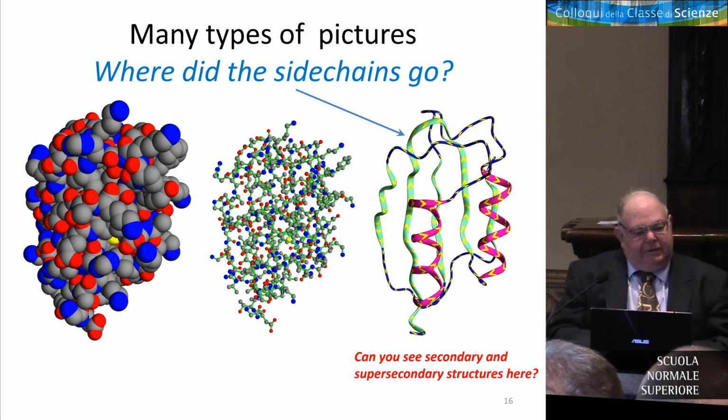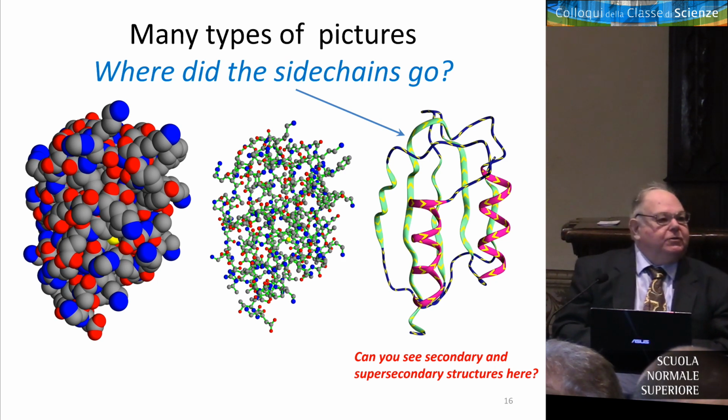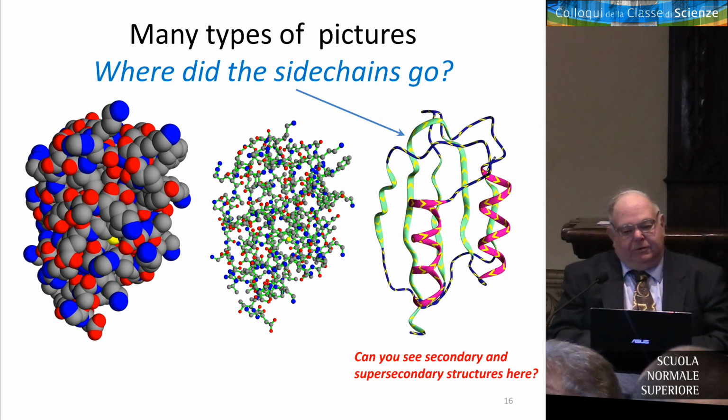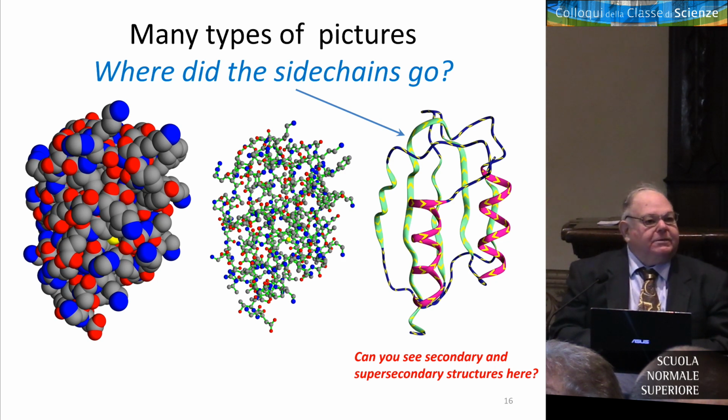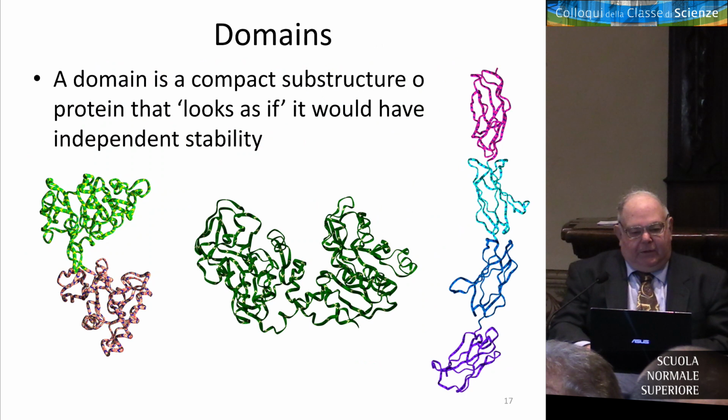On the other hand, it would be very difficult, even for an expert, to see the alpha helices or strands of sheet in the picture on the left. And that's why we need to do the simplified ones. So we've talked about secondary structures and supersecondary structures. The next level would be a domain. And a domain is a compact substructure of a protein.